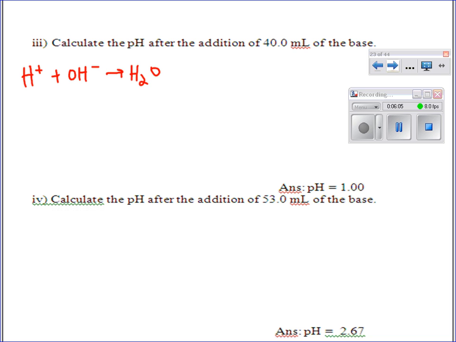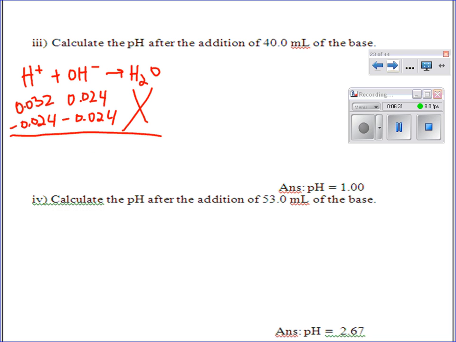The original amount of acid of 0.032 will not change. When we figure out the moles of base, we're adding 40 mils. So our 0.4 times our 0.6 gives us 0.024. Does everyone know where I got that? Okay. How much do we lose? 0.024. So our base is still being used up. It's not left over yet, leaving us with 0.008 moles of H plus.